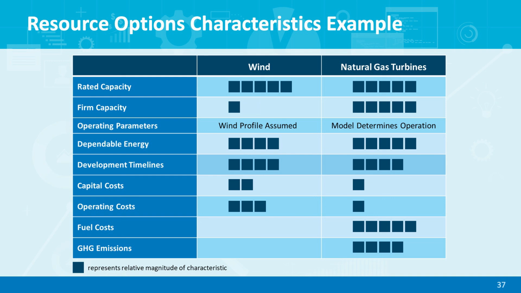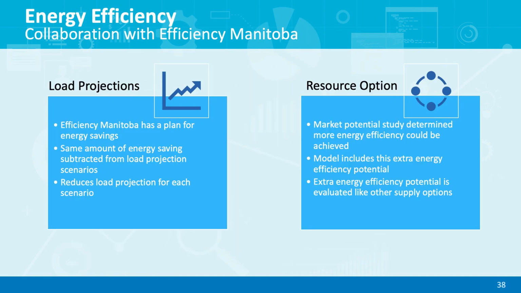The biggest difference between the two is seen in the fuel costs and the associated GHG emissions. The turbines burn natural gas as a fuel, while wind turbines have no fuel and produce no GHG emissions. We're going to now focus in on energy efficiency measures as a supply option.